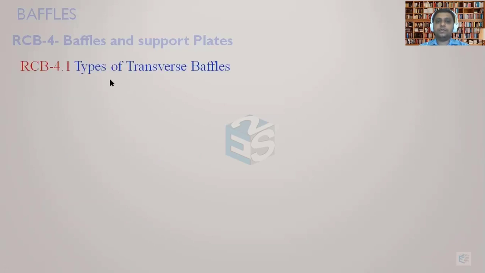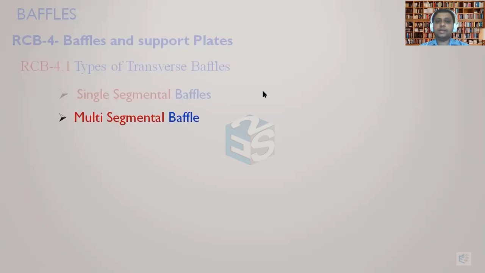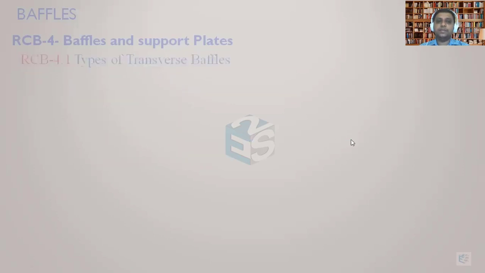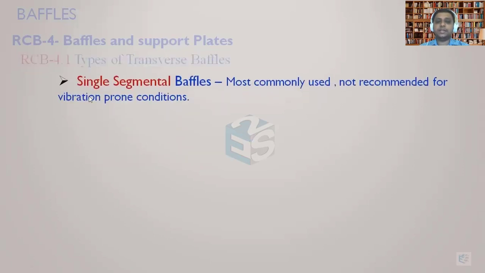Now RCB 4.1, types of transverse baffles. As we are discussing transverse baffles, how many types of transverse baffles are there? Single segmented baffles and multi-segmented baffles. These multi-segmented baffles further have the division as double segmented baffles and triple segmented baffles. So single segmental, double segmental, and triple segmental baffles. Let's start with the first, which is single segmental baffles.